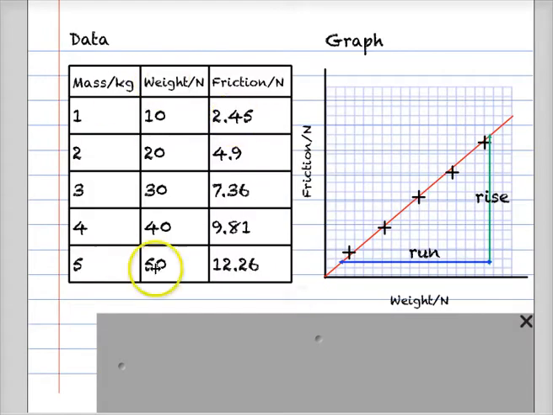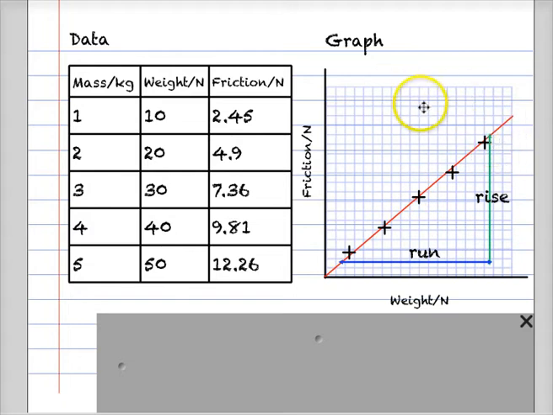So back to the data table, there we are, and here's my graph. It's just a rough sketch graph, but I've plotted friction against weight. Now we know from the equation that the coefficient of friction is friction divided by weight. If I divide the y-axis by the x-axis here, that's what I'll get. So the slope of this graph is the coefficient of friction.